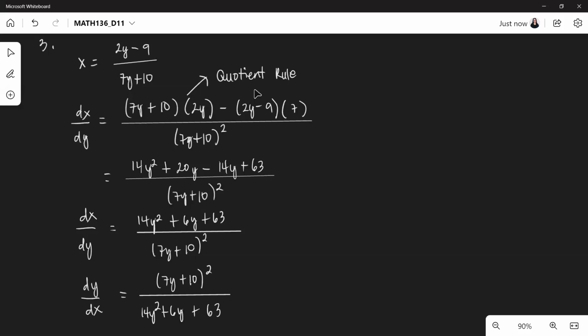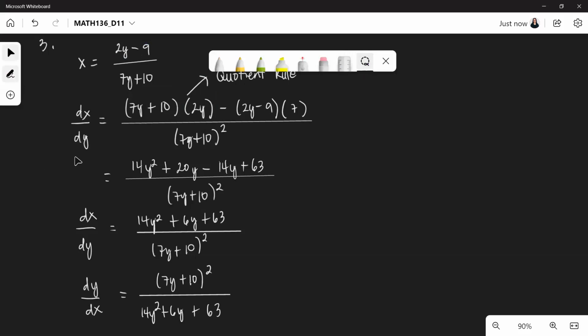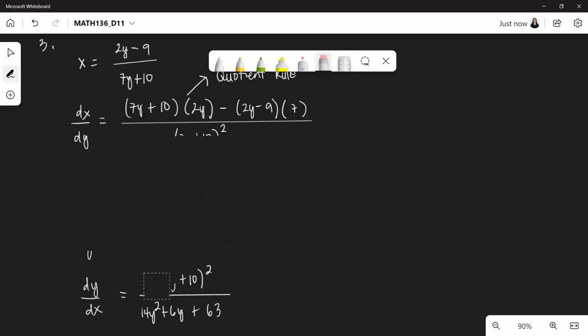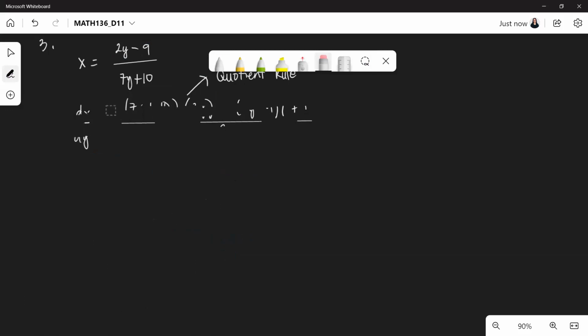Okay, so I think there's a mistake here. The derivative of 2y minus 9 is not 2y, but it's only 2. Okay, 2y minus 9, so the derivative is 2 and not 2y. So let me quickly erase this part. I'll rewrite everything. Oh, the other part got erased too. Okay, including this one. So just disregard that.